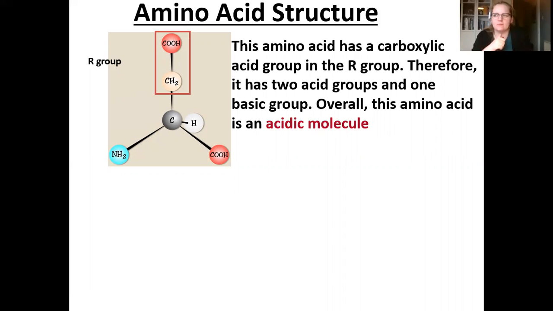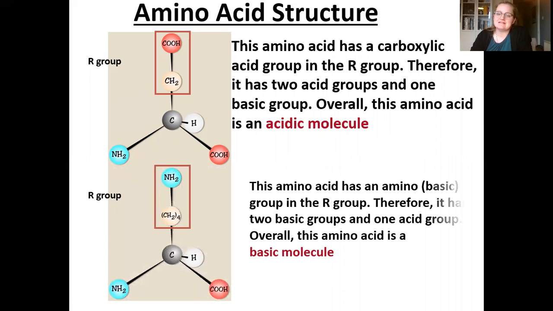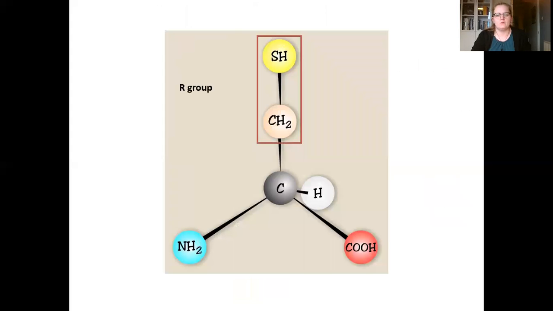This isn't something that we have to worry about too much in biology, but I've added it on with you covering chemistry as well, because it starts to get quite interesting. Whereas, for example, this amino acid has an amino group in the R group. So therefore, it's got 2 base groups and only 1 acid group. So overall, this amino acid is a basic molecule. So whilst officially they're all called amino acids, some are more acidic than others, some are more basic than others. So we do have this balancing act. It's just a bit of extra knowledge that's quite interesting, I find, about them.